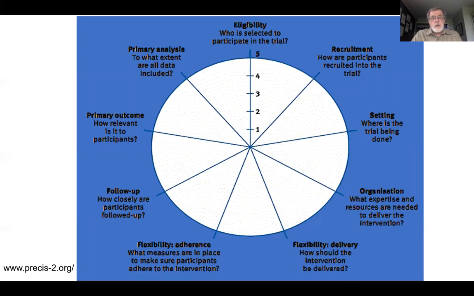So here's the classic PRECIS wheel, if you will, that has 9 dimensions. And we'll talk about a few of these, but you can see these are various important aspects of a trial design. I gave you examples of eligibility and recruitment and maybe the settings that are involved, but it also has issues to do in particular, like at the bottom, with the flexibility of the design. The flexibility of the design has to do with who is selected to do it and how much control or protocolization there is.